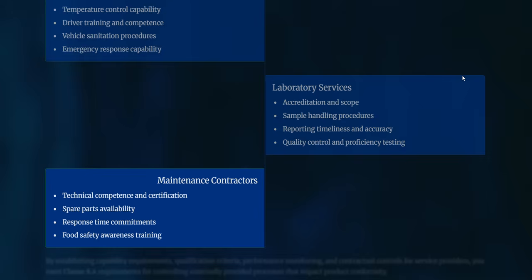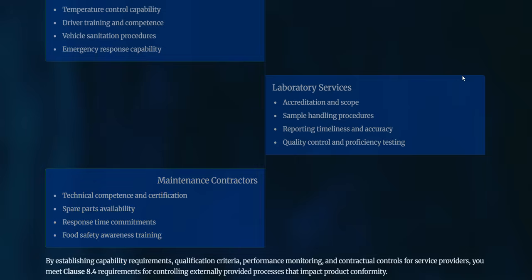Then the service providers or maintenance contractors, the control elements must include the following: technical competence and certifications, spare parts availability, response time commitment, and food safety awareness training. By establishing capability requirements, qualification criteria, performance monitoring, and contractual control for service providers, we meet Clause 8.4 requirements for controlling externally provided processes that impact product conformity.